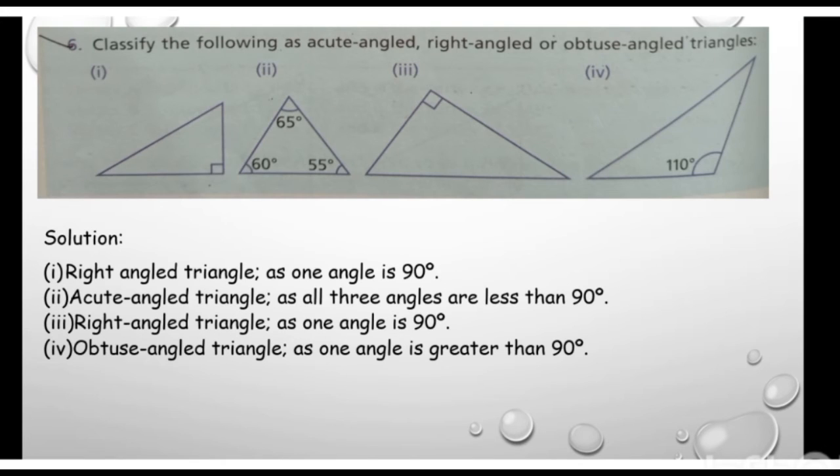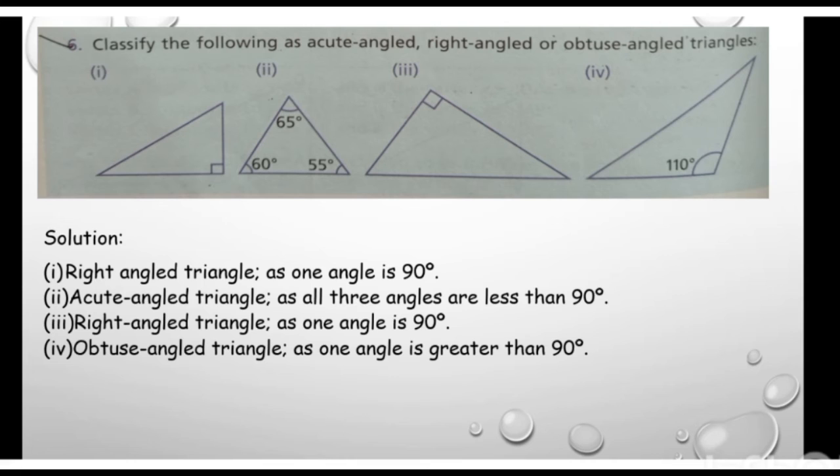Now see question number 6. Classify the following as acute angled, right angled, or obtuse angled triangle. See part 1. In part 1 you see there is an angle equal to 90 degree. So when in a triangle one angle is of 90 degree, we say that triangle is a right angle triangle.